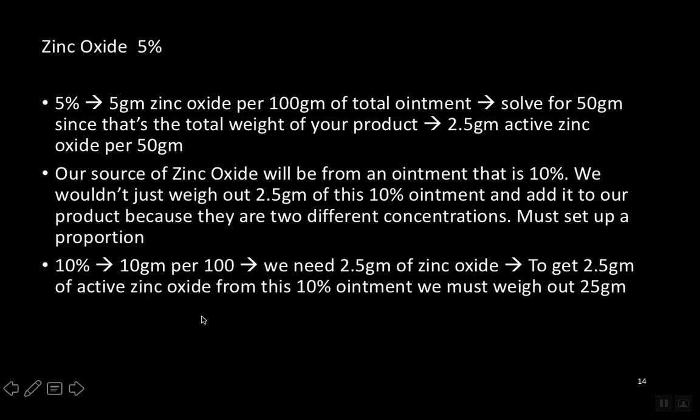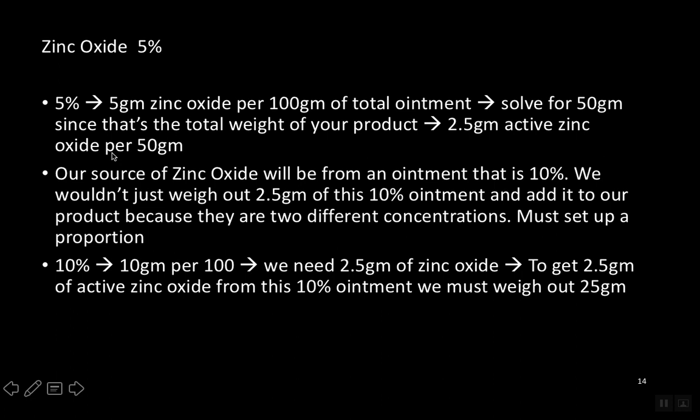Okay. So the zinc oxide, I need 5%. That means for every 100 grams of total ointment that you're going to make, 5 grams will be zinc oxide. But we are not making a total of 100 grams. We're making only 50 grams. So in this case, we need 2.5 grams of active zinc oxide for our prescription.